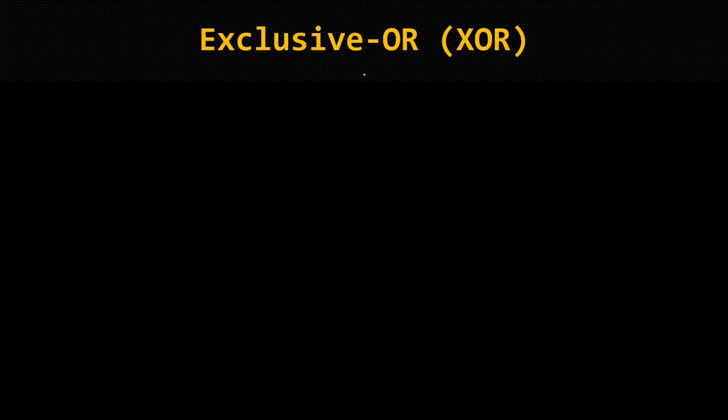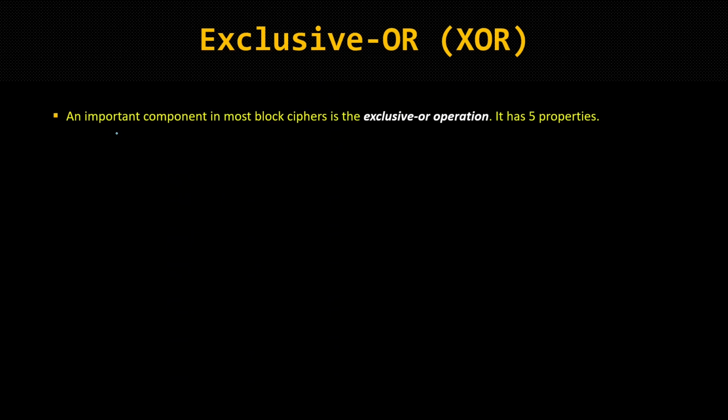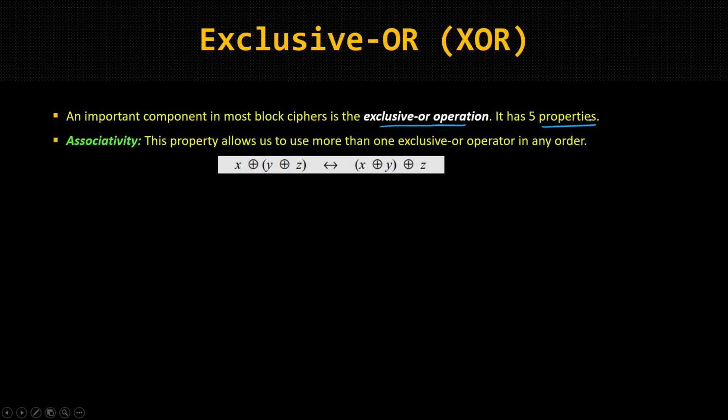Now moving on to the exclusive OR. An important component in most block ciphers is the exclusive OR operation. It has 5 properties. The first property is associativity. This property allows us to use more than one exclusive OR operator in any order. So using associativity, which allows that we can use more than one exclusive OR in any order, we can do this operation: x XOR (y XOR z), and if this is in brackets, then we can also use (x XOR y) XOR z.